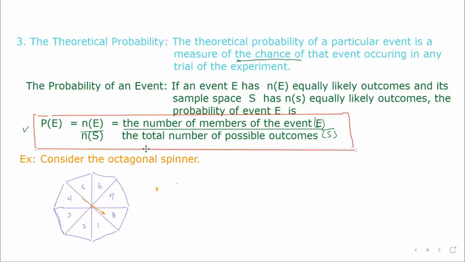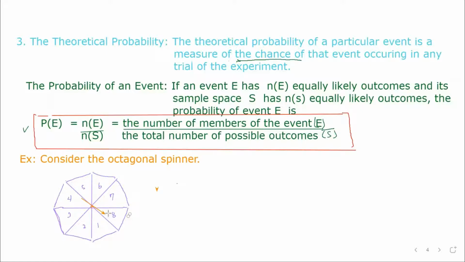The probability formula. Like this one, if we consider the orthogonal spinner, orthogonal means having eight sides, each side should be equal. Okay, but my picture may not really be equal. They should be equal so that the chance is more accurate. Each piece has to be equal. So we have eight sides.